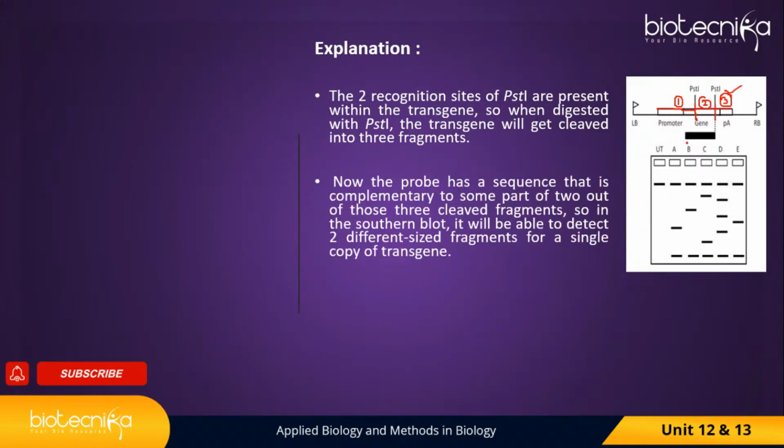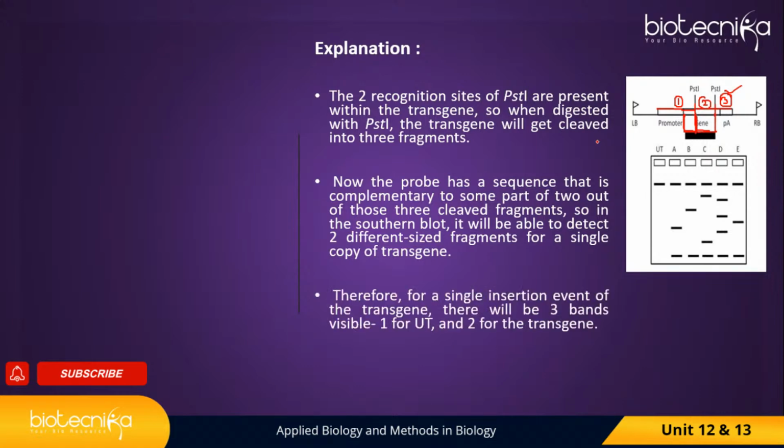However, on performing the Southern blotting, on performing autoradiography, only those bands to which this probe has bound will be visible. So this is the catch here. Those fragments to which this probe has bound will only be visible. So on performing the Southern blot, when you visualize these fragments, you will be able to visualize 2 bands out of 3, right?